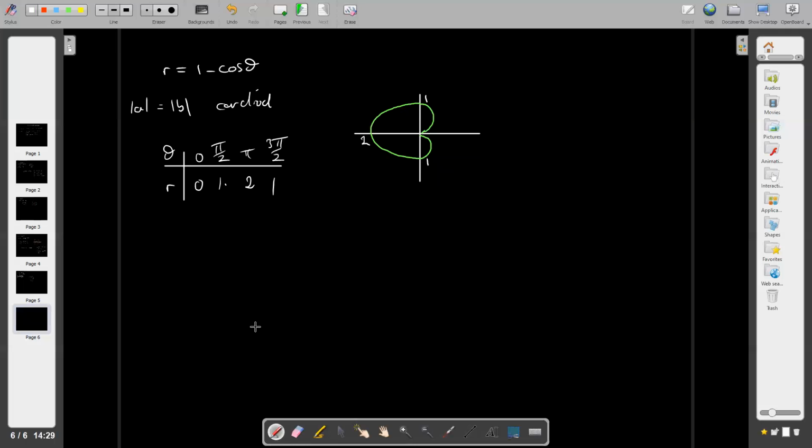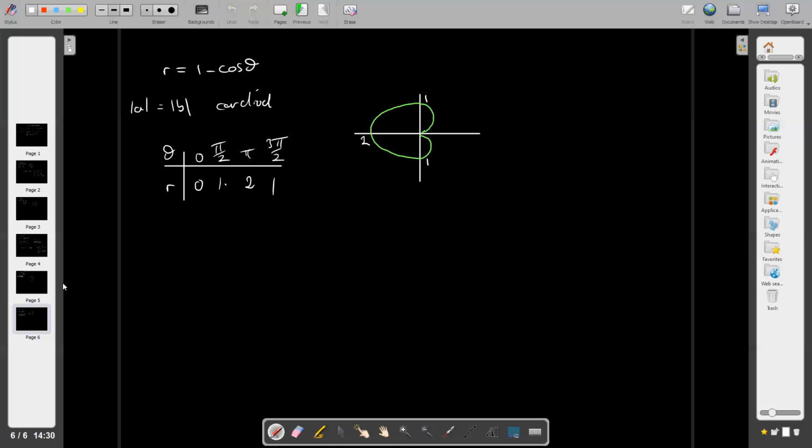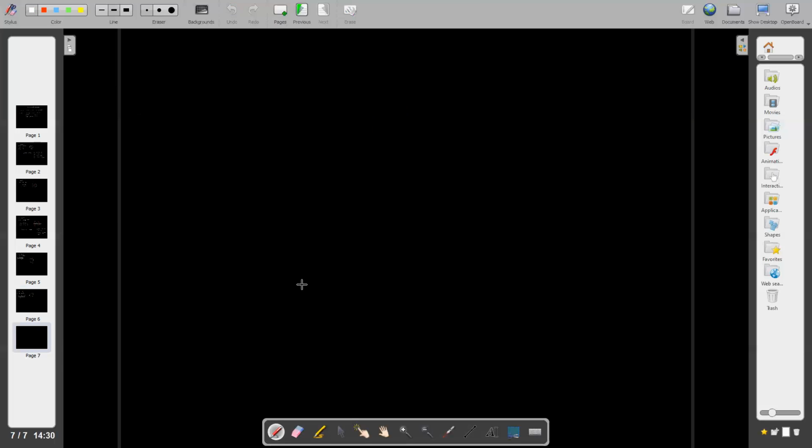The other case that we've got now is, for the inner loops, we had mod A less than B. For the cardioids, we had them equal. So for the dimpled limacons, A is greater than B. Let's have a look at an example of that. R is equal to 3 subtract 2 cos theta. Here the mod of 3 is greater than the mod of negative 2, so this is a dimpled limacon.